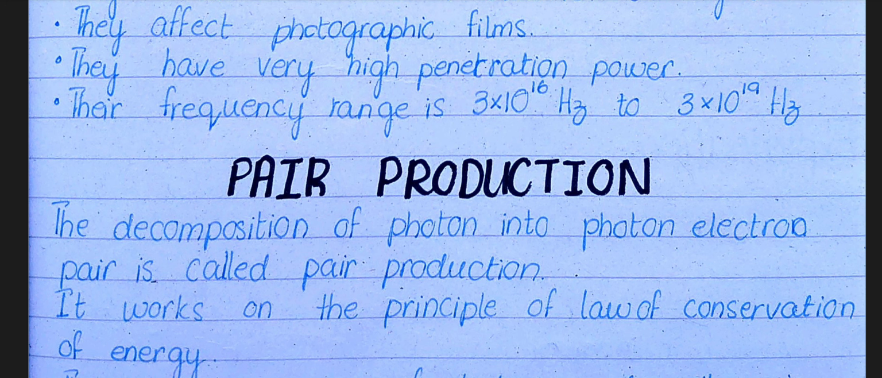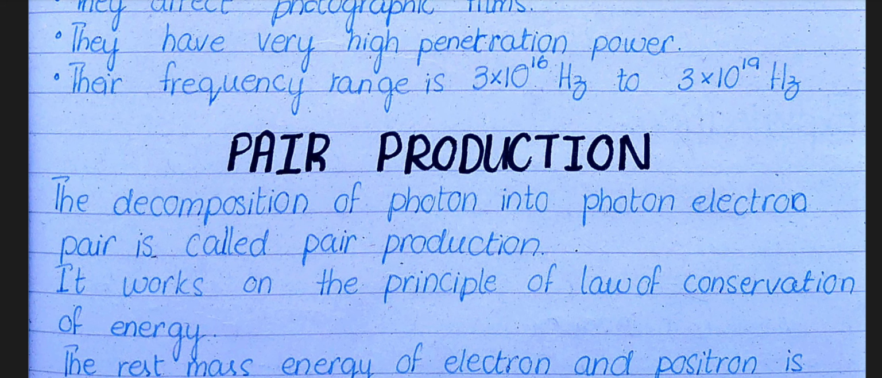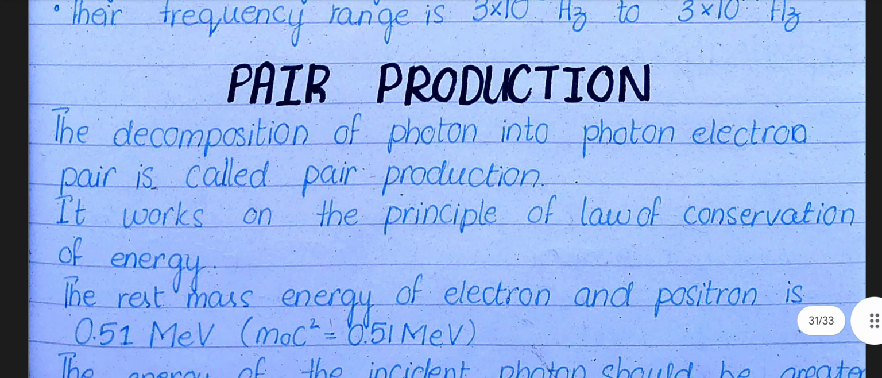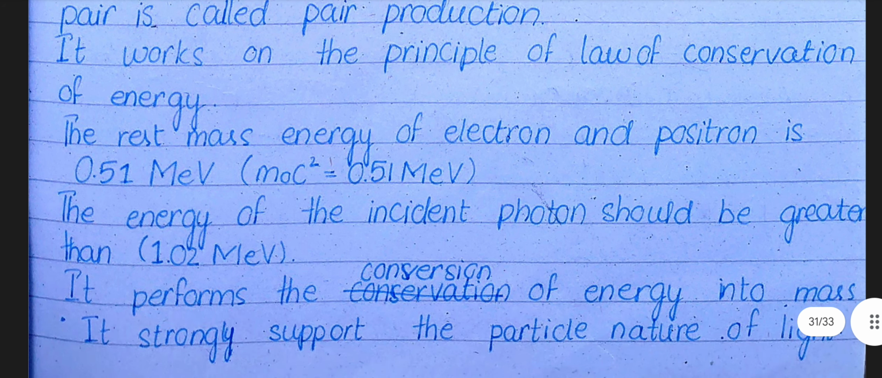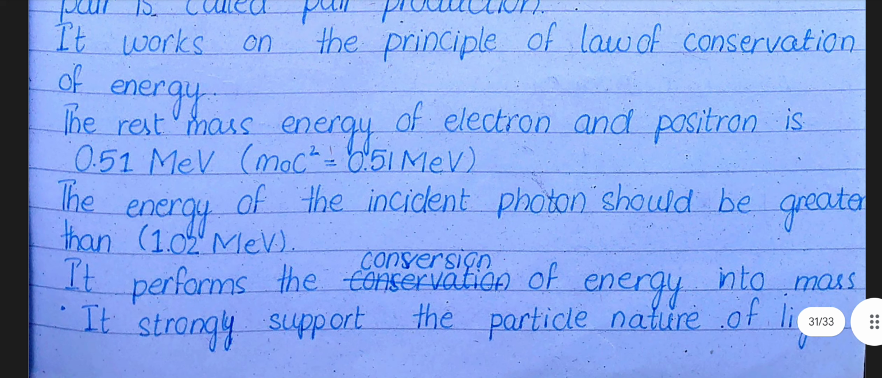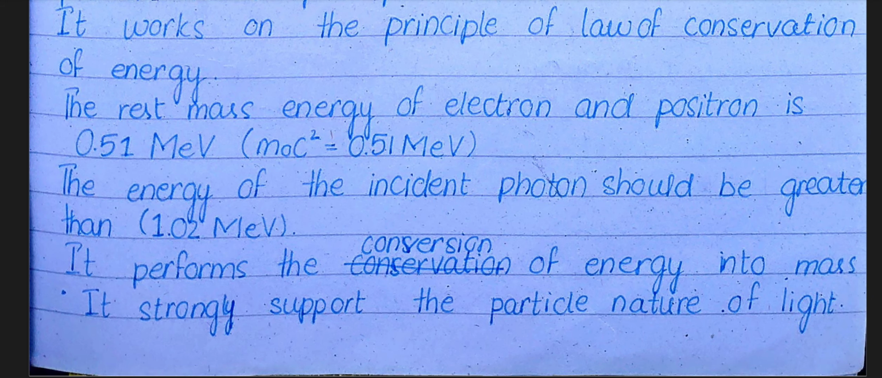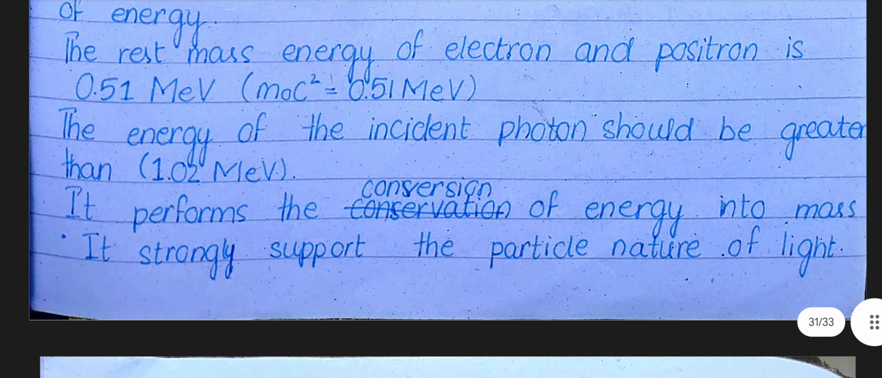Pair production: the decomposition of a photon into an electron-positron pair is called pair production. It works on the principle of law of conservation of energy. The rest mass energy of electron and positron is 0.51 mega electron volt. m naught c square is equal to 0.51 mega electron volt. The energy of the incident photon should be greater than 1.02 mega electron volt.